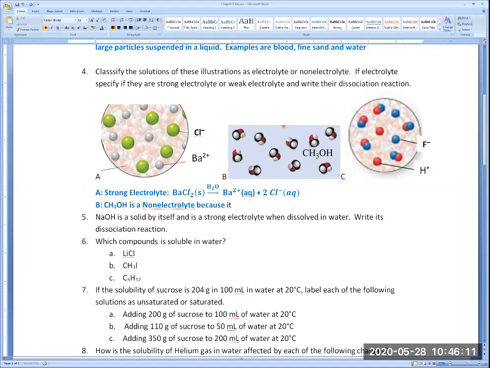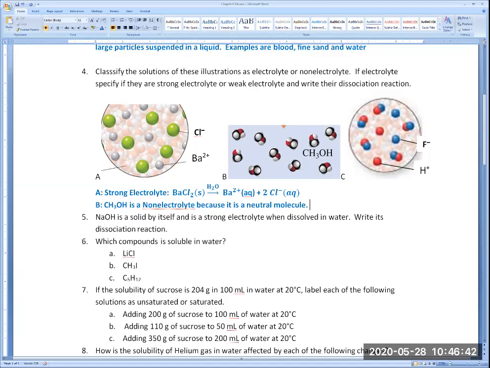CH3OH is a non-electrolyte because it is a neutral molecule. Because it's a neutral molecule, it's not charged. There is no positive charge or negative charge that would allow it to be attracted to the electrode of the electrical circuit. So it's not going to conduct electricity.